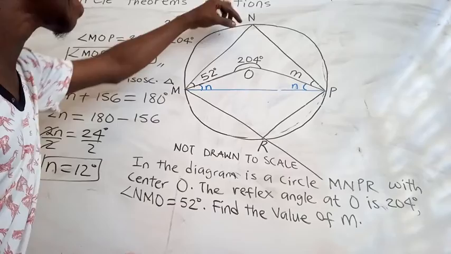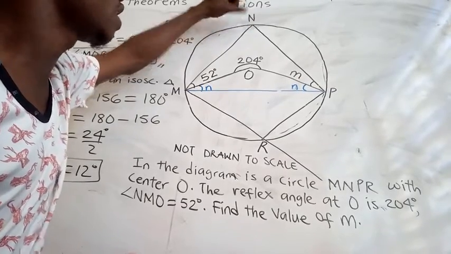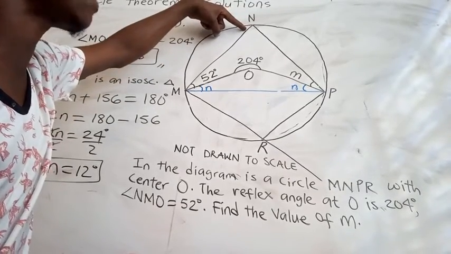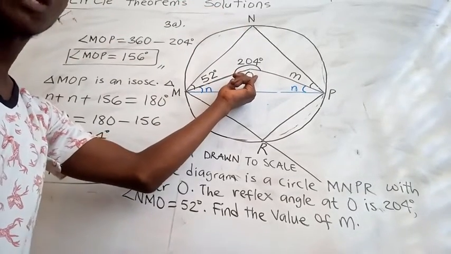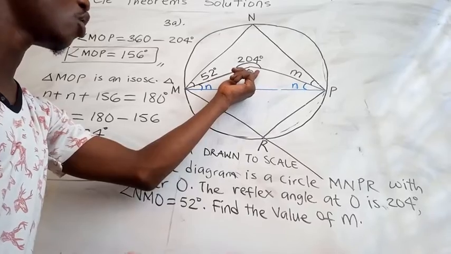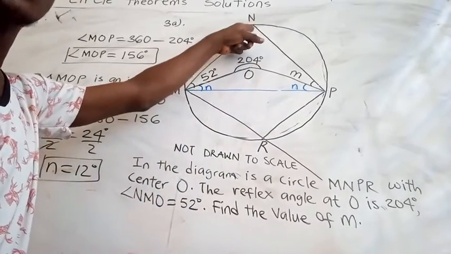But we don't have the angle at the circumference here. So we need to calculate the angle at the circumference here. We have already determined the angle at the center. And we know that the angle at the center is twice the angle at the circumference.